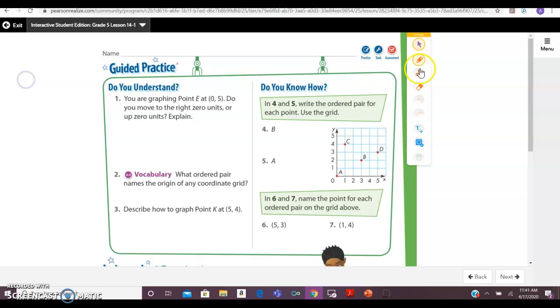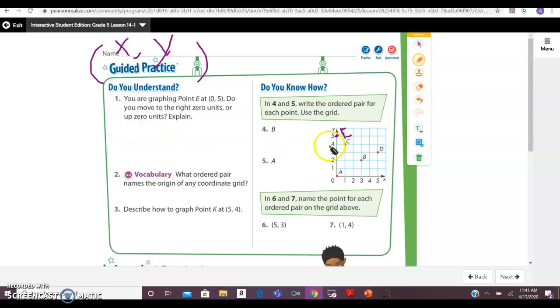Remember, we have a coordinate grid, so when we're doing this, (x, y), okay? So we always do x first. So we're going to go over 0, then up 5. So we're starting at the origin where the x- and y-axis meet. Go over 0, so we're not going to move anywhere to the right. We're just going to go straight up 5. Okay? And this is going to be point E.